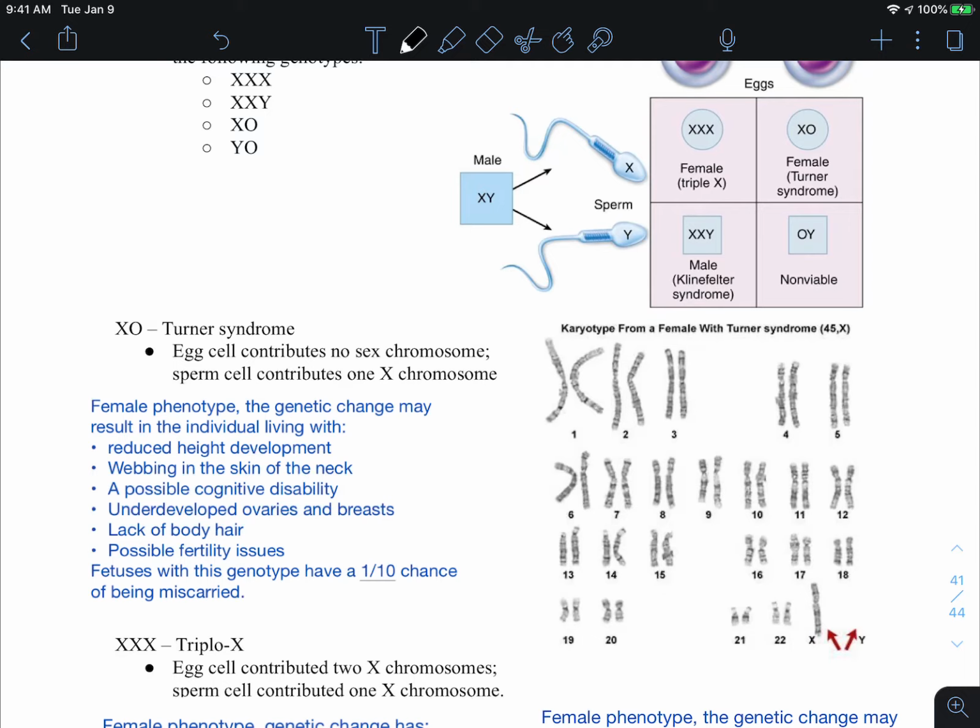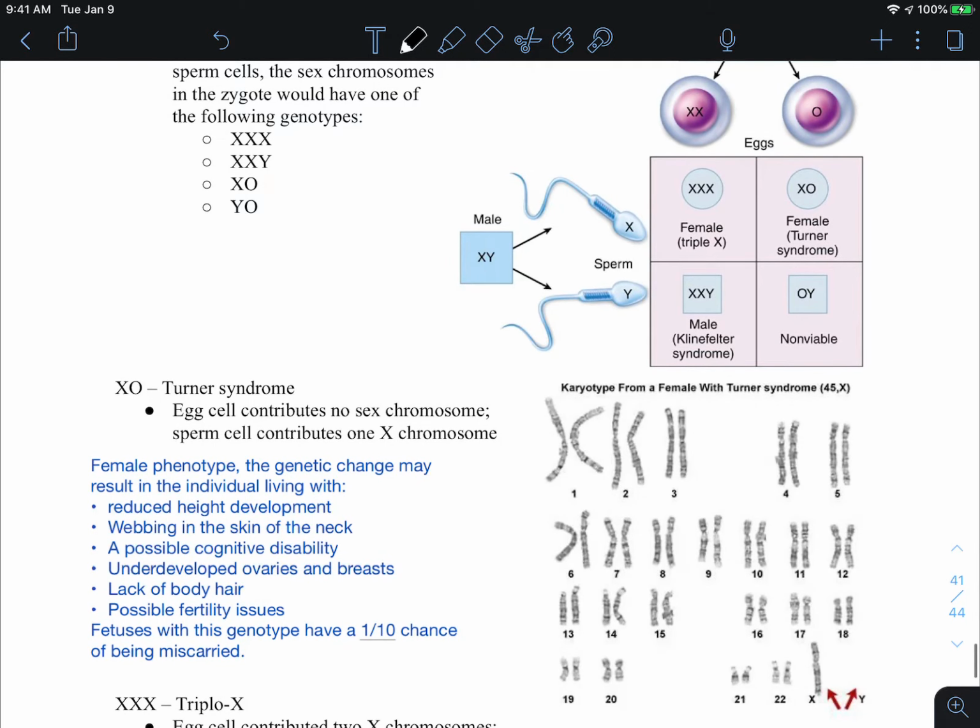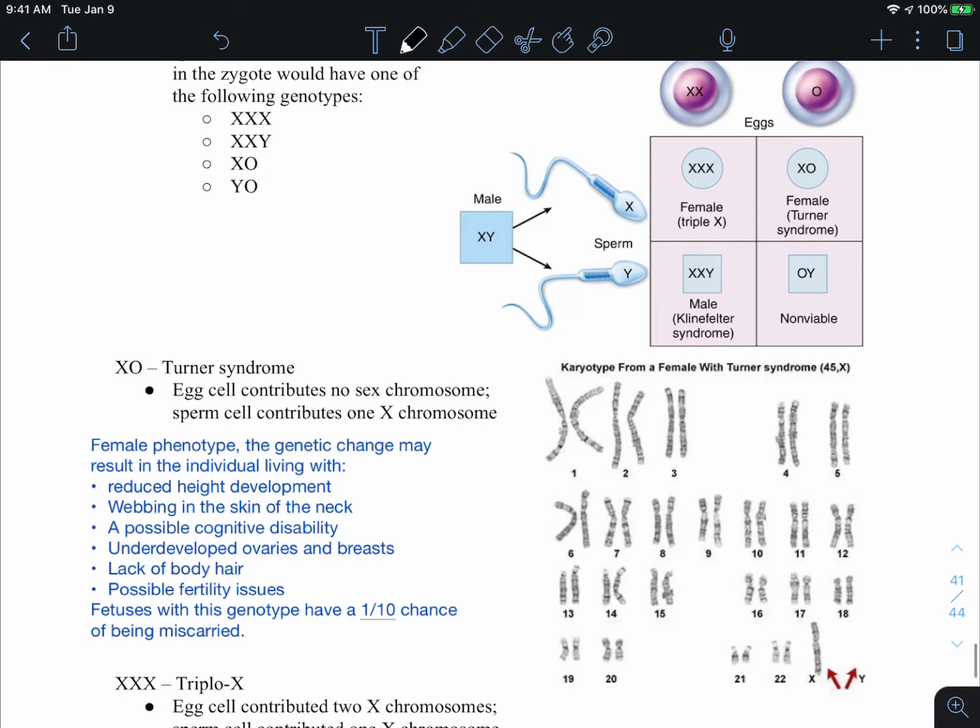So the Turner syndrome is when the egg cell actually has no X chromosome, but a sperm cell comes with an X chromosome. So you can see it up here, drawn out there. The sperm cell bringing an X chromosome, the female egg cell having no chromosome, here placed as a 0 or as an O. And so this will cause a female phenotype.